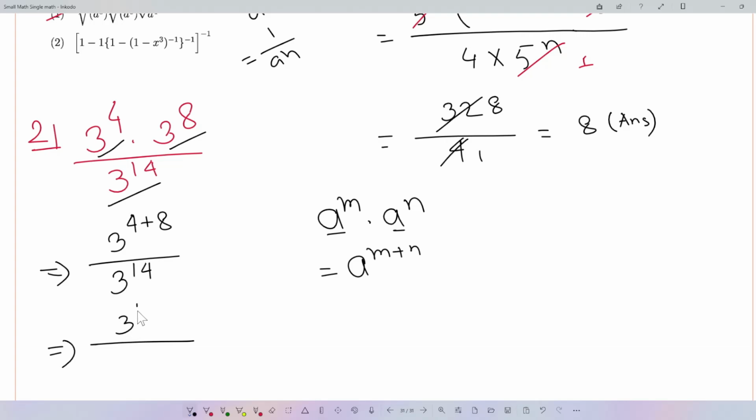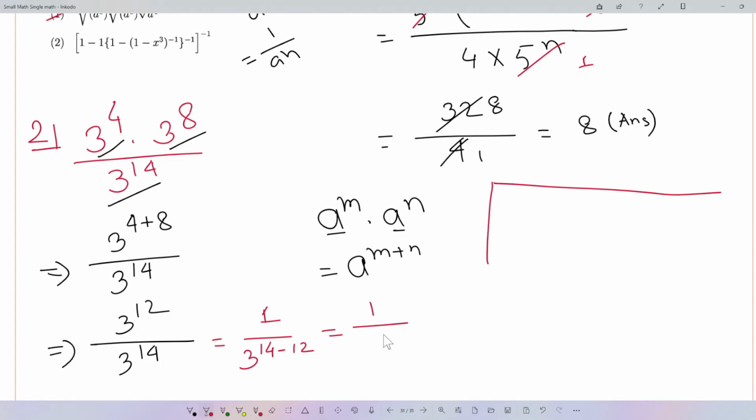Next here is 3 to the power 12 and 3 to the power 14. But we know 12 is less than 14, therefore we can write two things. This math we can solve two ways. First one, here is 1 and we can write 3 to the power 14 minus 12. So it will be what? 1 by 3 to the power 2. The answer will be 1 divided by 9.